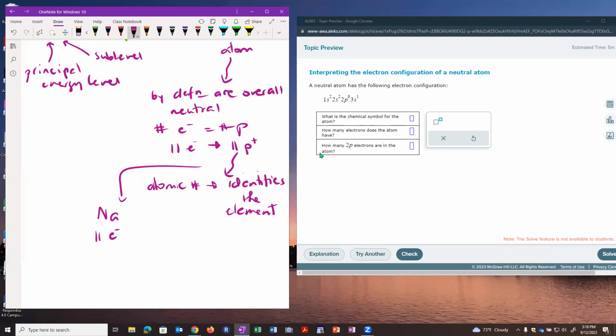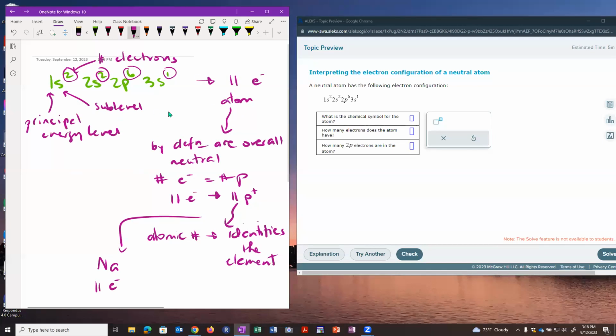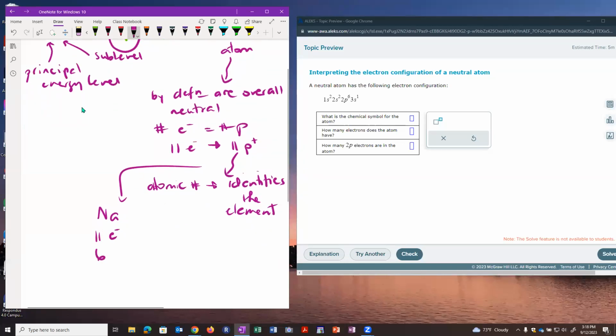How many 2p electrons are in the atom? Well, we just look at our configuration. So we look for the 2p designation. We have a total of 6 2p electrons.